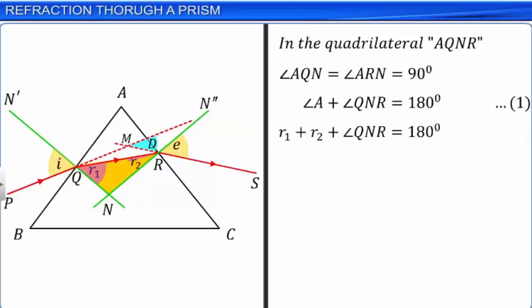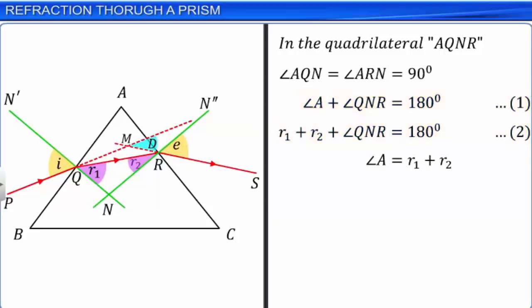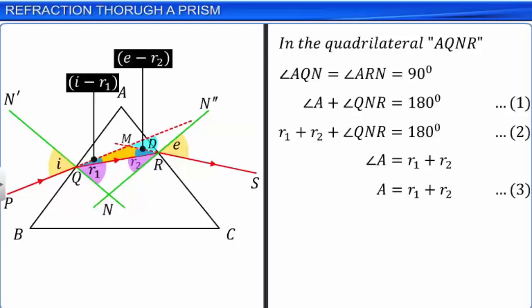Since angle A is the refracting angle of the prism, we can write that refracting angle A is equal to R1 plus R2. Let this be equation 3. In the triangle MQR, angle MQR is equal to I minus R1 and angle MRQ is equal to E minus R2. Since in a triangle, the external angle is equal to the sum of the two opposite internal angles, for the triangle MQR, we have D is equal to (I minus R1) plus (E minus R2), or D is equal to I plus E minus (R1 plus R2). On substituting the value of angle A from equation 3, we get D is equal to I plus E minus A. Let this be equation 4.